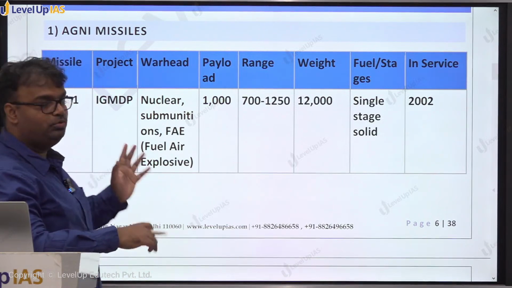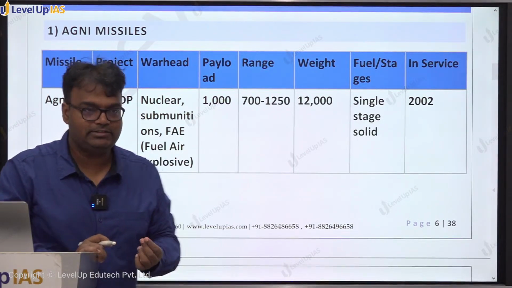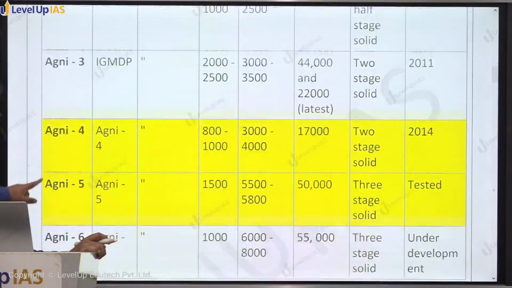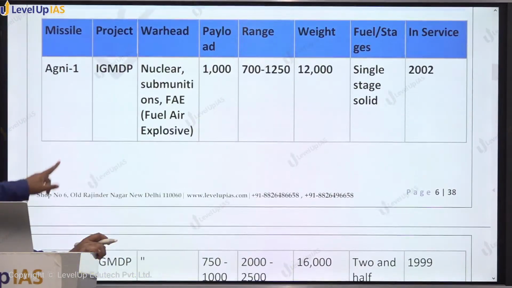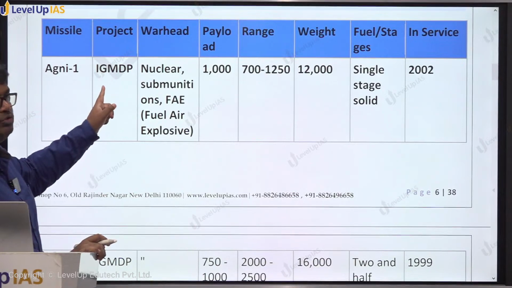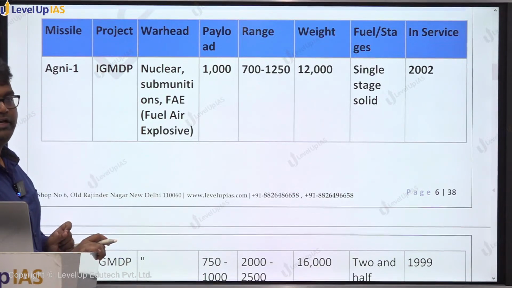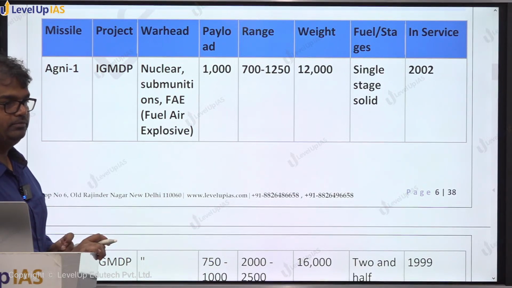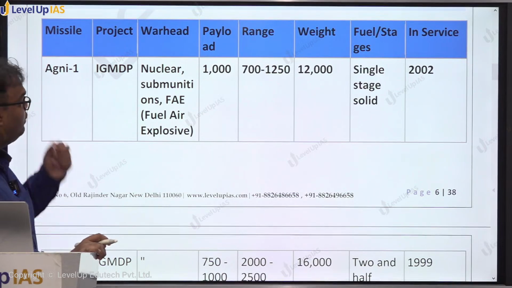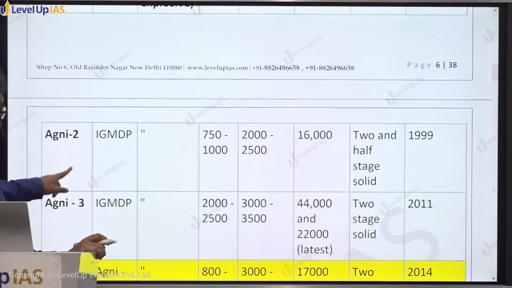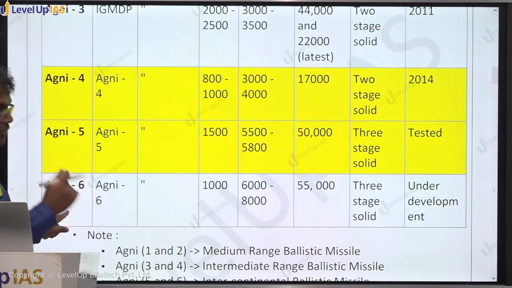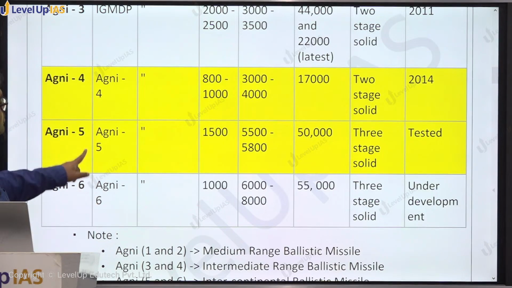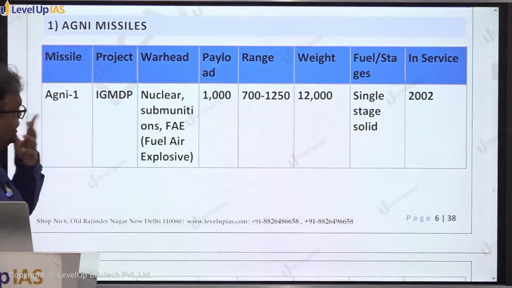चलिए let's come back to this. तो अग्नि मिसाइल्स और बैलिस्टिक मिसाइल्स, इसमें अग्नि 1 2 3 4 5 6 है. Till Agni 1 2 3, Agni 1 2 3 were developed under a project called IGMDP, Integrated Guided Missile Development Program, which was headed by APJ Abdul Kalam. IGMDP. Agni 1 2 3 initiative was under IGMDP project. बाद में Agni 4 was under Agni 4 project, Agni 5 was under Agni 5 project, and Agni 6 was under Agni 6 project.